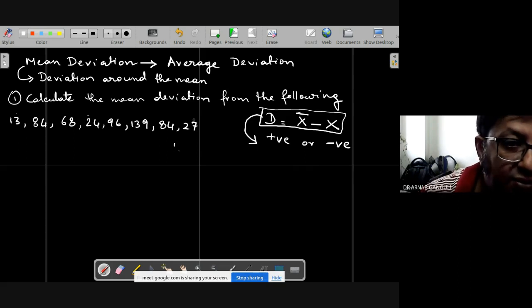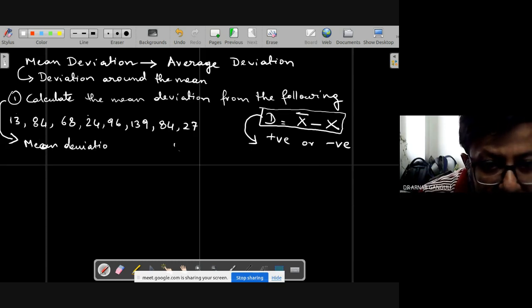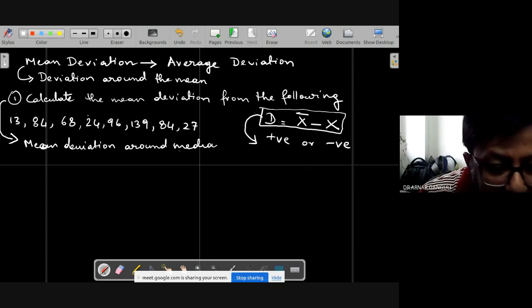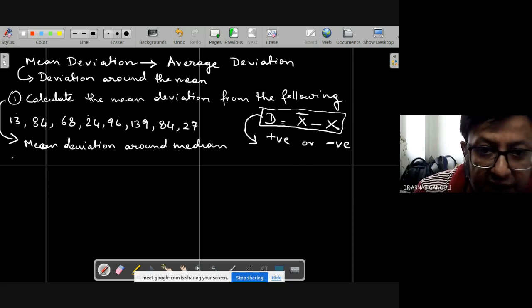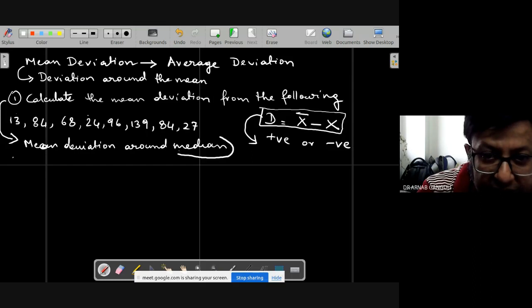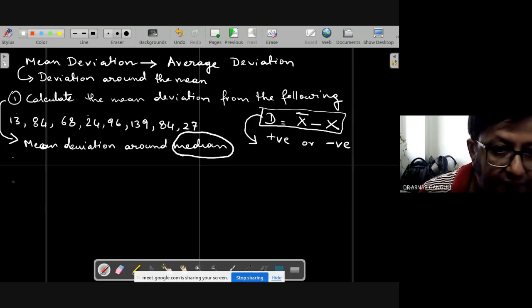So you have to calculate mean deviation around median. So you have to arrange the data first. Around median, ভুলে যেও না। So you have to arrange the data.